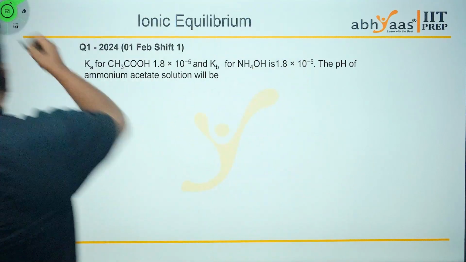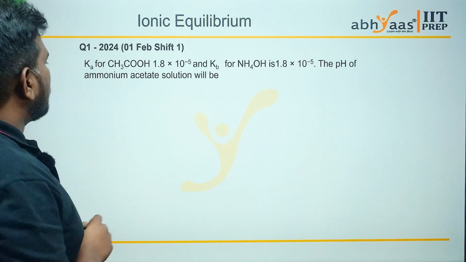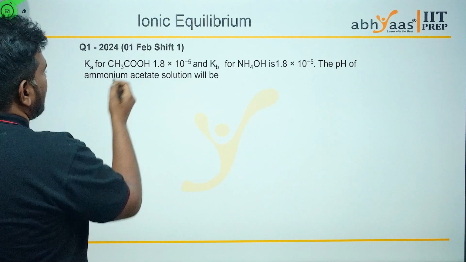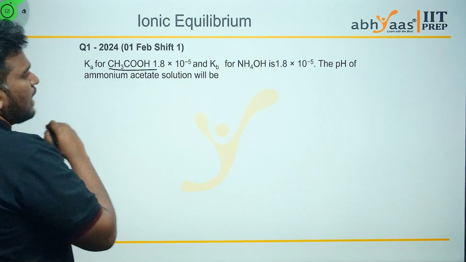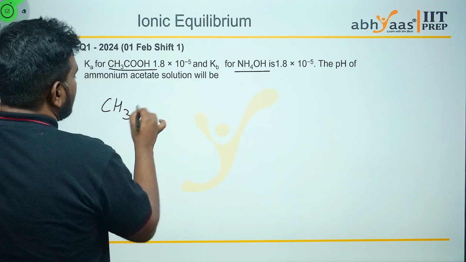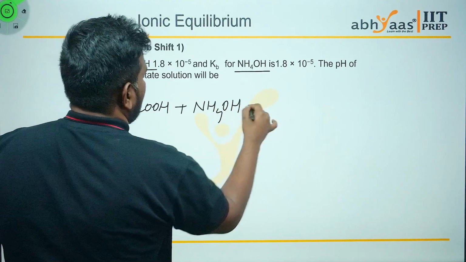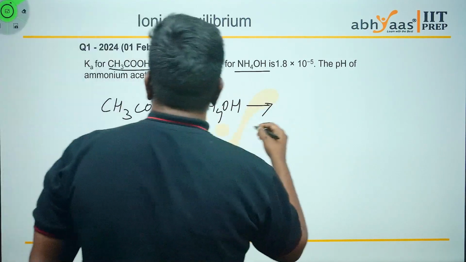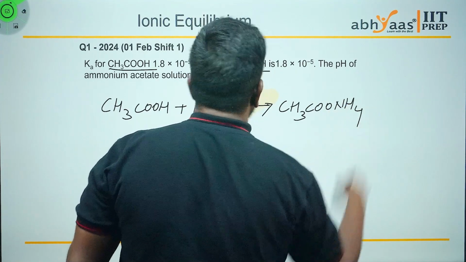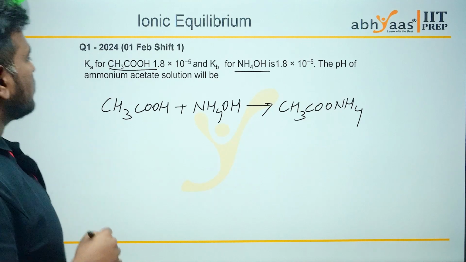So the first question, here we have to find out the pH of ammonium acetate. We have one weak acid and one weak base. So we know that CH3COOH plus NH4OH will be giving you CH3COONH4, ammonium acetate. So here we have to find out the pH of this ammonium acetate.